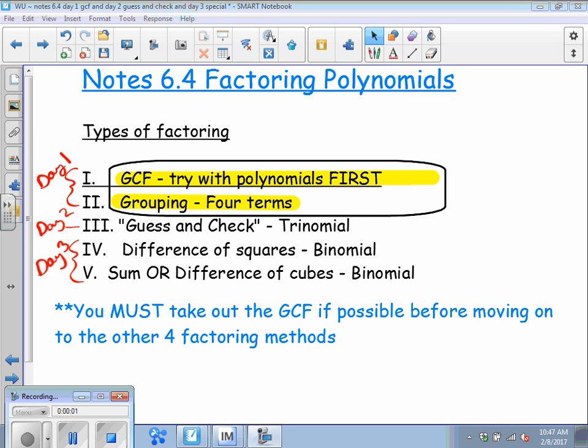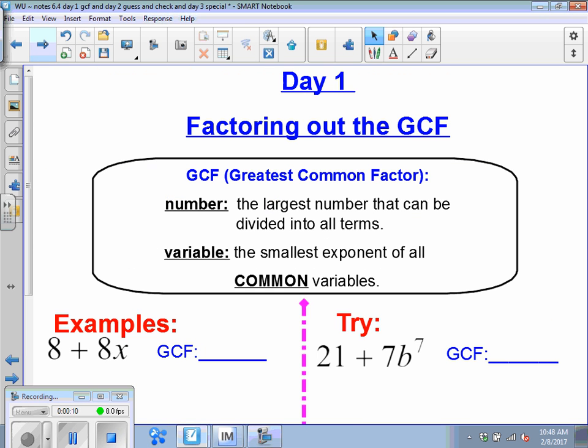You're going to check to see if there's a greatest common factor. If there's a common thread through all 4 terms, you're going to take that out. Okay? Factoring out the greatest common factor.